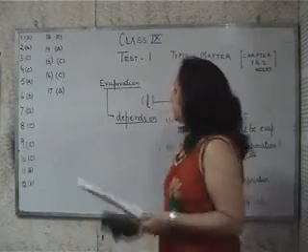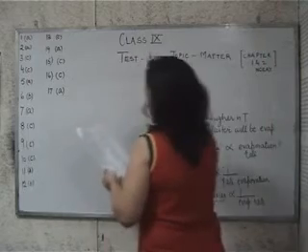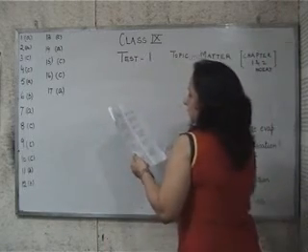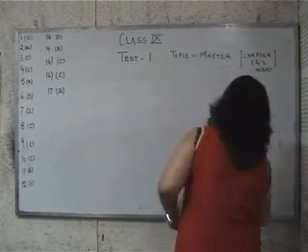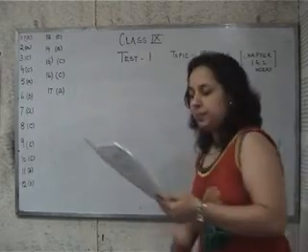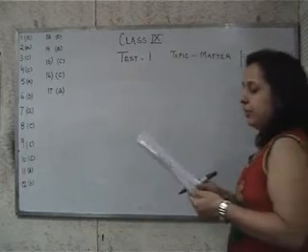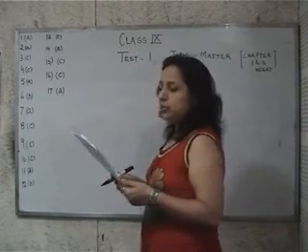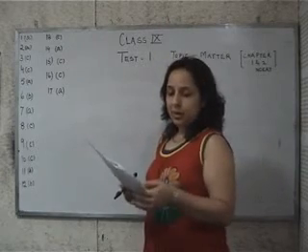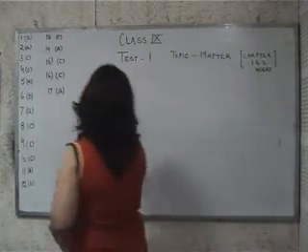Question number 18. The 18th question is about three beakers A, B and C. There are three beakers given to you in the question. They have equal weight of solid, liquid and gas. In which beaker will there be more pressure? The answer is gases.